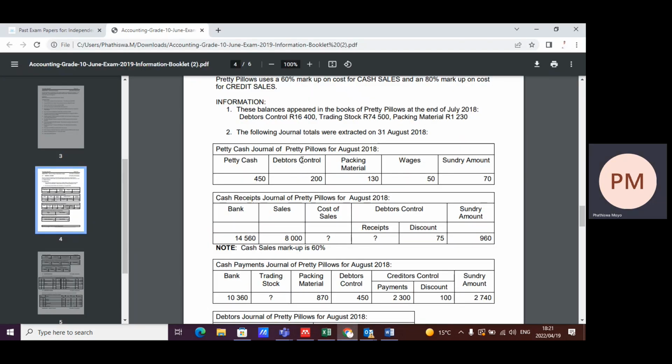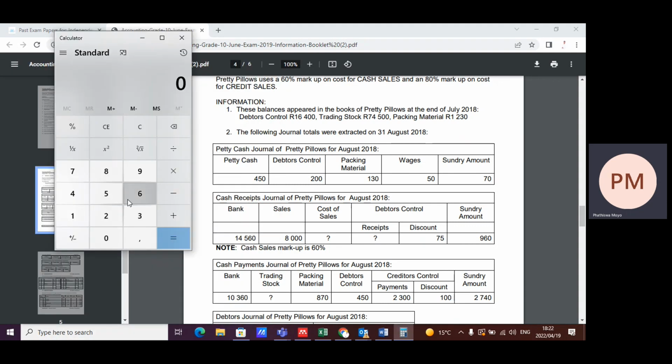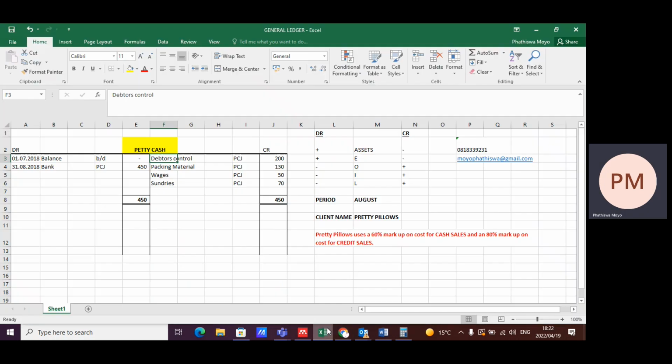Now, the 450 was used for debtors control, packing material, wages, and sundry, which is miscellaneous items. The most important thing, guys, is for you to add these totals and see if they give you the amount that was transferred for petty cash, which is 450. So I'm happy it's balancing. So debtors control. You must put the folios.